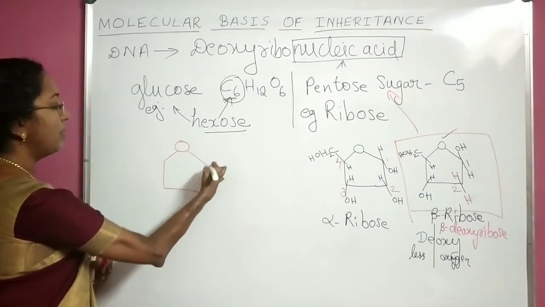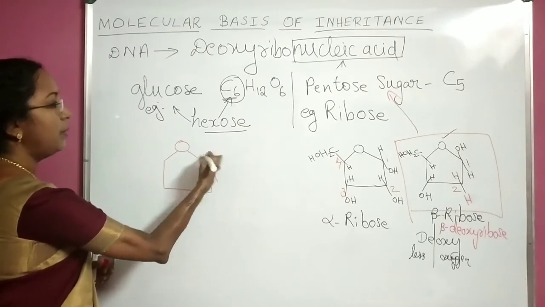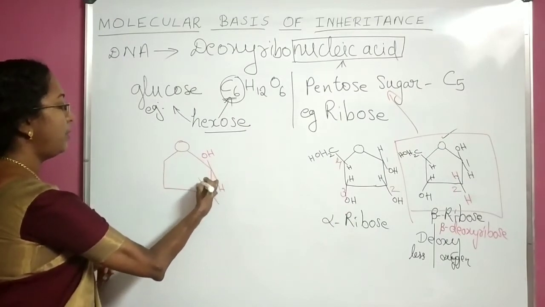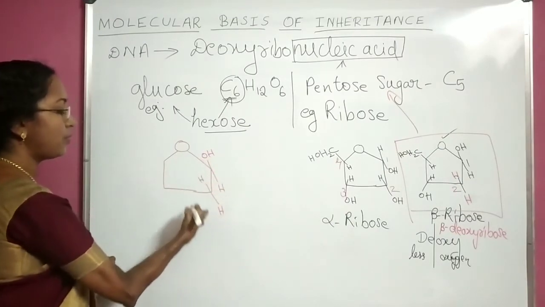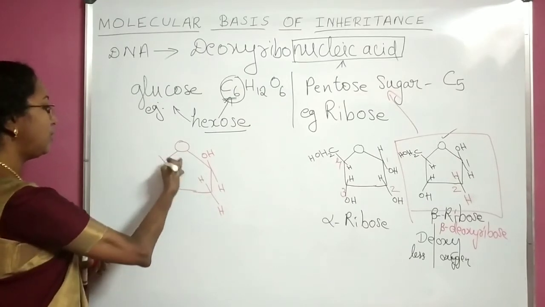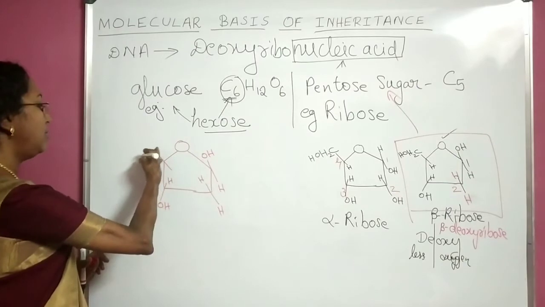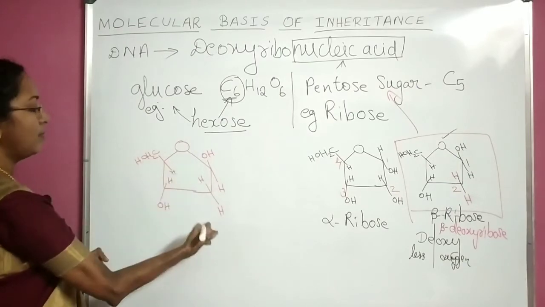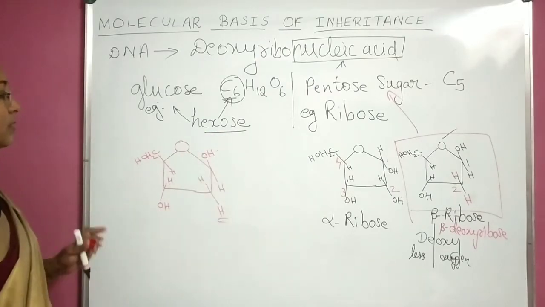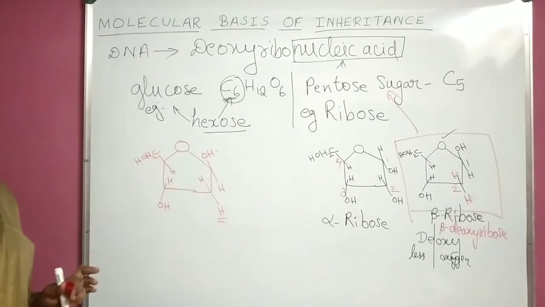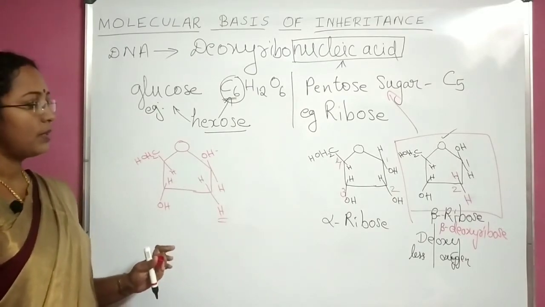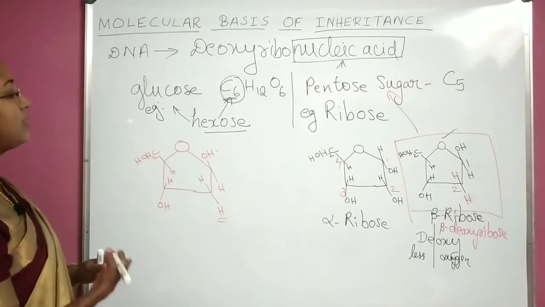Very simple. The first carbon, it is a beta form, so it is H, OH, H. The second carbon, there is one oxygen less, so there is no oxygen there, it is H, H. In the third carbon it is H, OH. Then CH2OH, H. This is the area we have to concentrate on, and here it should be beta. So this is the structure of deoxyribose, beta deoxyribose.